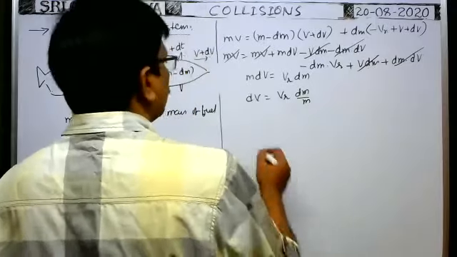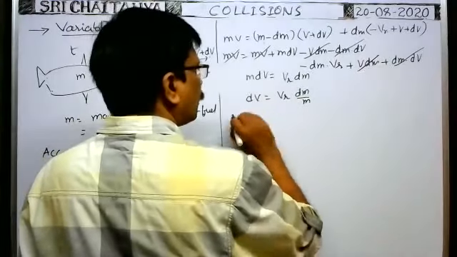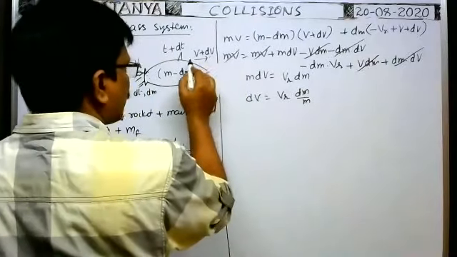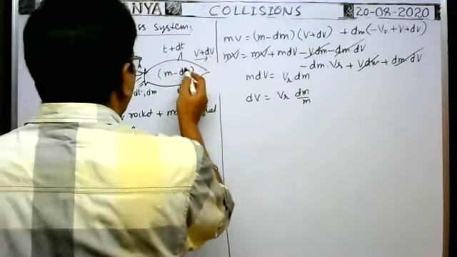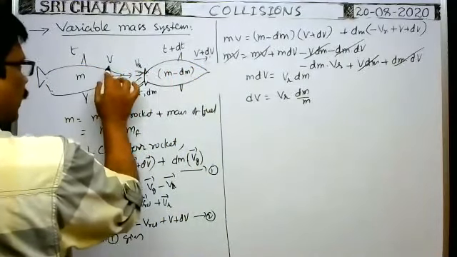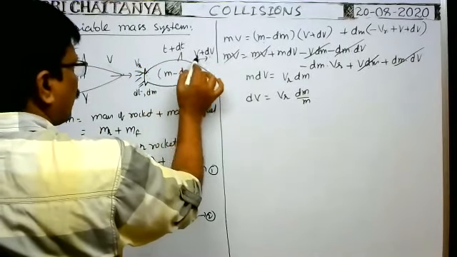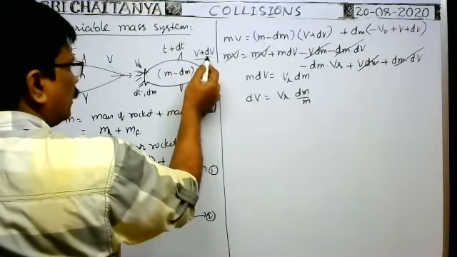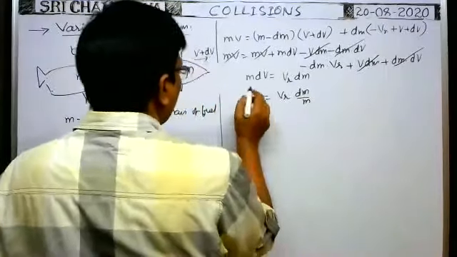From this, you divide on both sides with the time interval dt, because it is the change in velocity of the rocket in a time interval dt. Because at any time t, velocity is v. At a time t plus dt, velocity is v plus dv. So the change in velocity in a time dt means dv, no? That's why it is the change in velocity in a time dt.